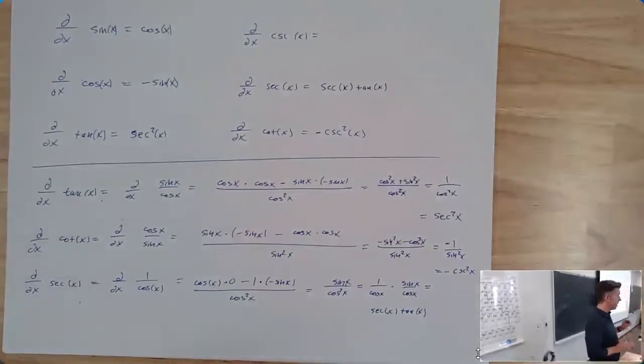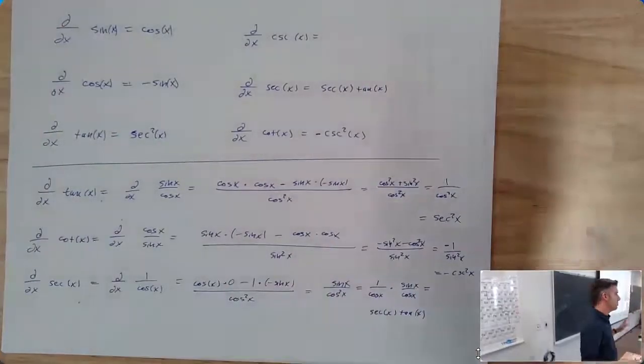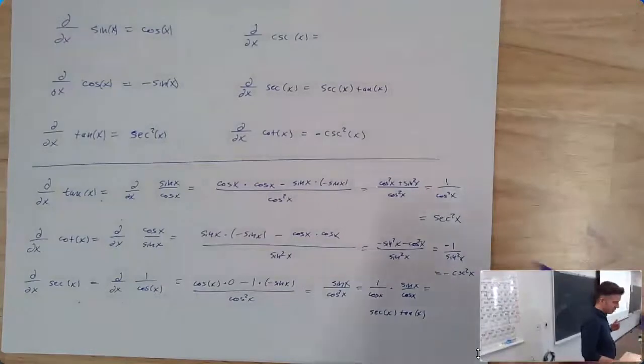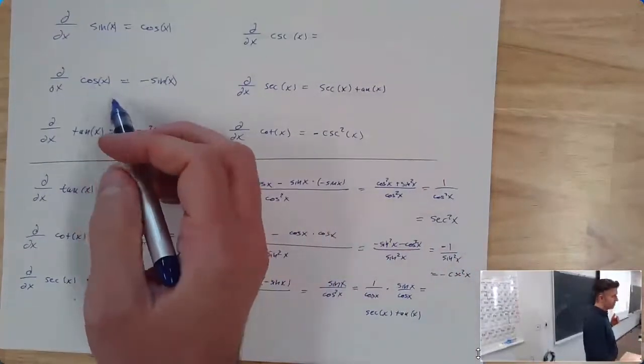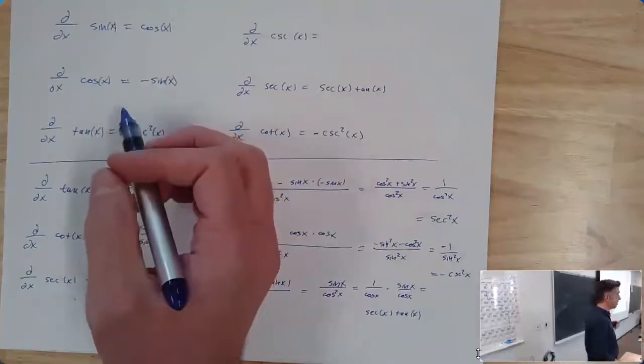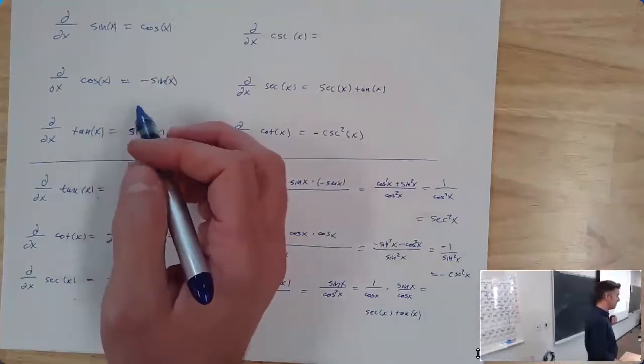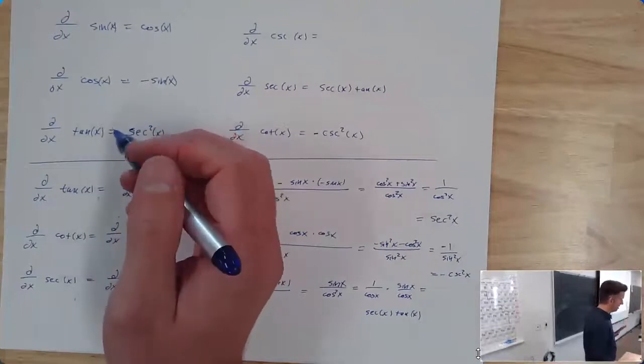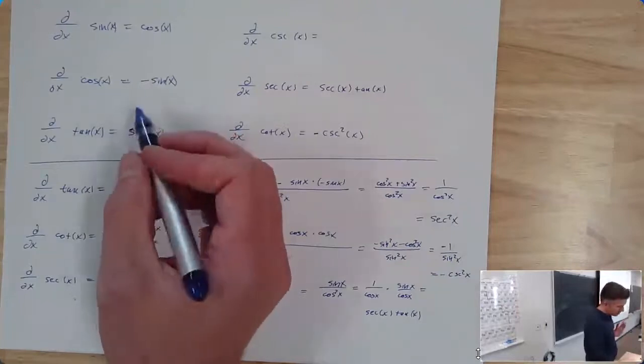There is a nice pattern here, in my opinion. Sine and cosine, you just need to know. Derivative of sine is cosine. Derivative of cosine is, you could actually say it's cosine. The co-function of cosine is sine. There's a reason I'm saying that. So it's negative sine x.